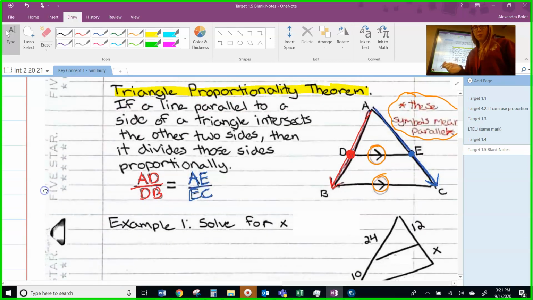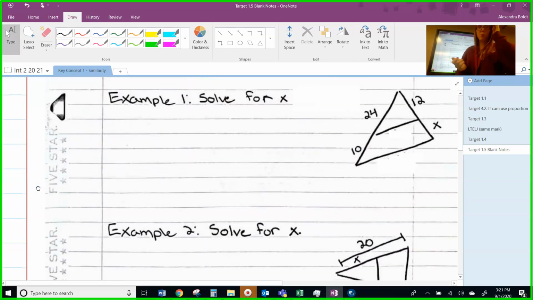So let's look at an example. Looking at example 1, we're going to solve for x. I like highlighting my parallel sides, and then I go to the point that's not touched by highlighting. I'm going to start at this point and travel down one of my sides. I'll choose the left side first. That's the direction I'm going in, so this is 24 over 10.